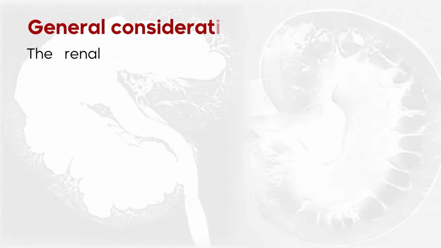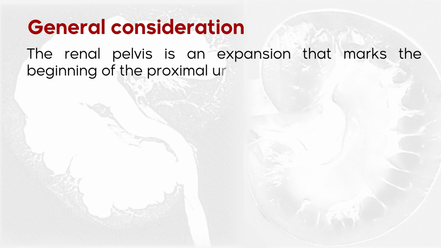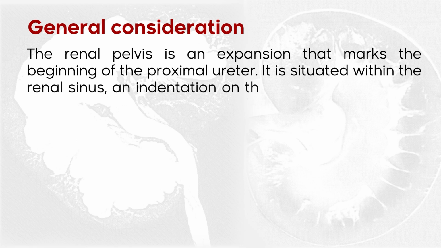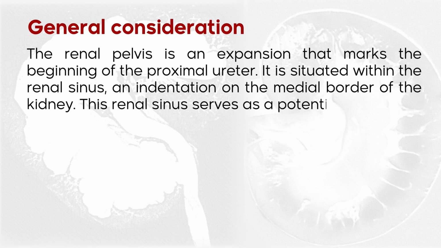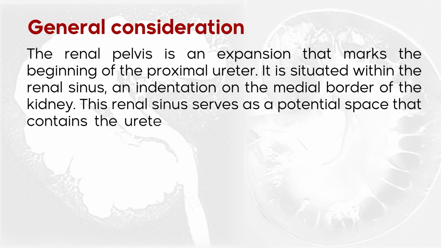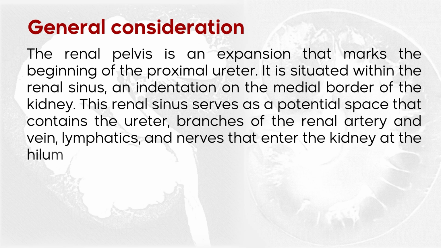General consideration. The renal pelvis is an expansion that marks the beginning of the proximal ureter. It is situated within the renal sinus, an indentation on the medial border of the kidney. This renal sinus serves as a potential space that contains the ureter, branches of the renal artery and vein, lymphatics, and nerves that enter the kidney at the hilum.